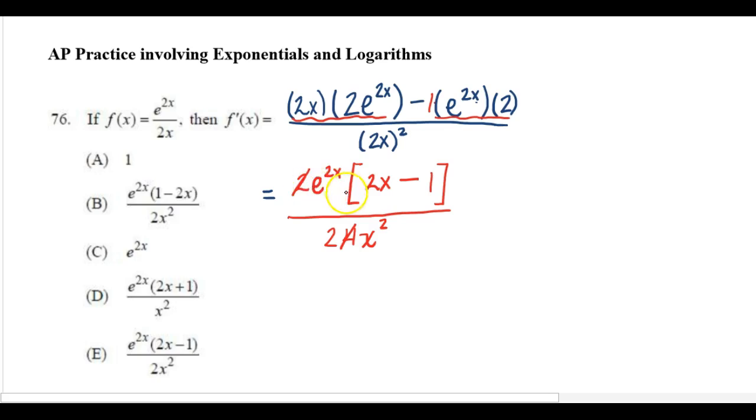Now, why can I do that? Because everything was multiplied. So I know this is subtracted, but this is like one whole thing. So I'm going to rewrite it as 2e to the 2x times 2x minus 1 all over 4x squared. So that is why I can cancel, because now I have multiplication between everything. So 2 times e to the 2x, and then 2x minus 1 is one whole thing in parentheses. So that's the only reason I can cancel this out to become a 2 and say that it matches the answer E.